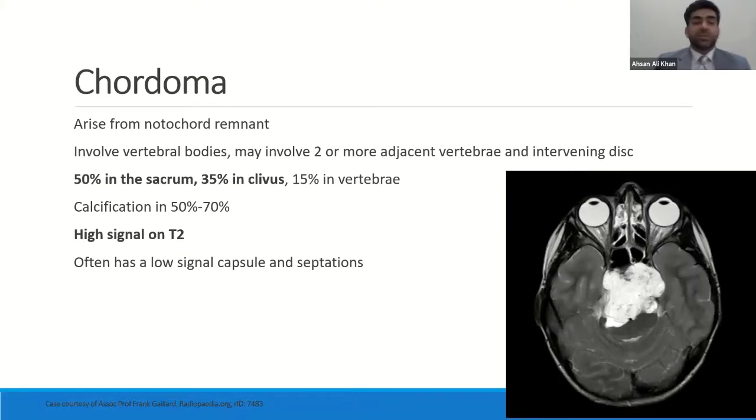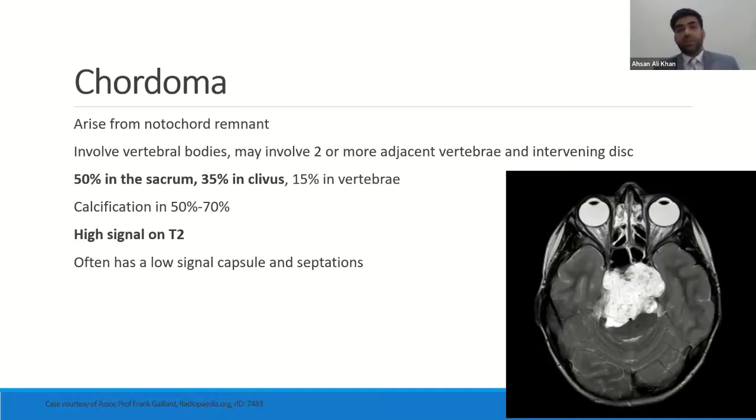Okay, so now an important one, chordomas. They arise from the notochord remnant and involve vertebral bodies. They may involve two or more adjacent vertebrae and the intervening discs. Usually the tumors that I was showing you involved a single vertebra, really not going to the disc space, but chordomas can involve multiple vertebrae and also the discs. About 50%, the majority of the chordomas, are in the sacrum. The second most common place for chordomas is the clivus, and then other vertebrae can also be involved.